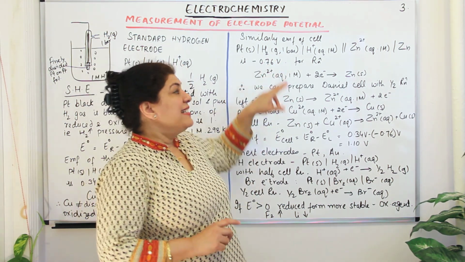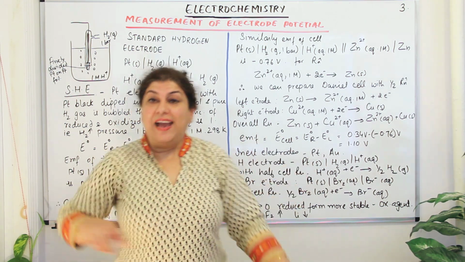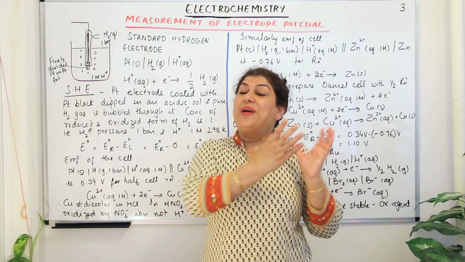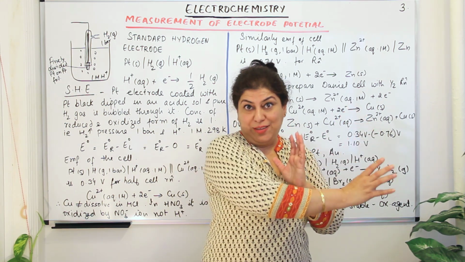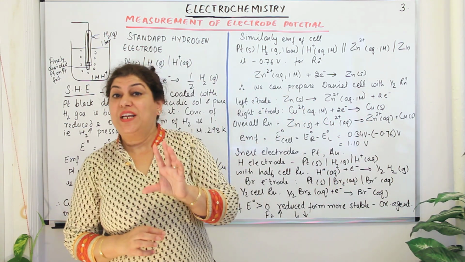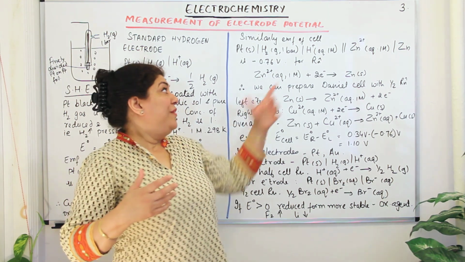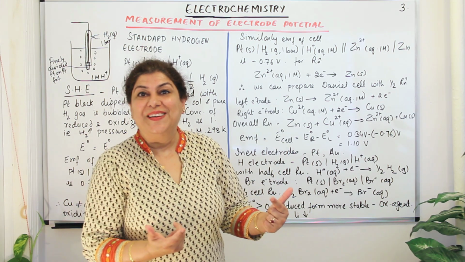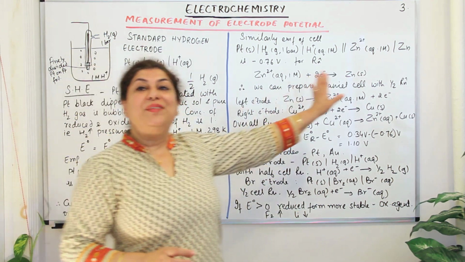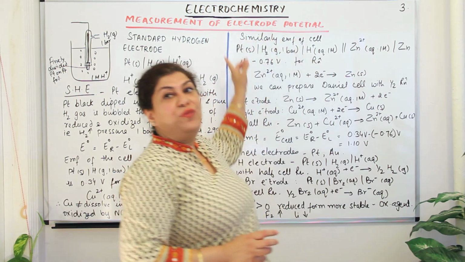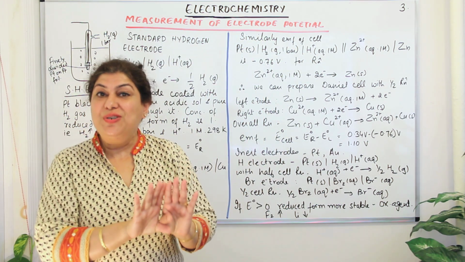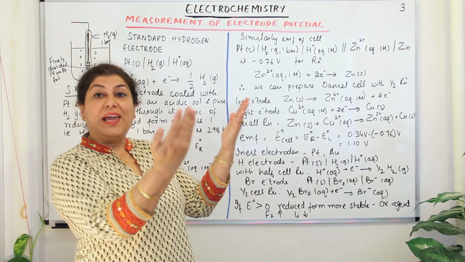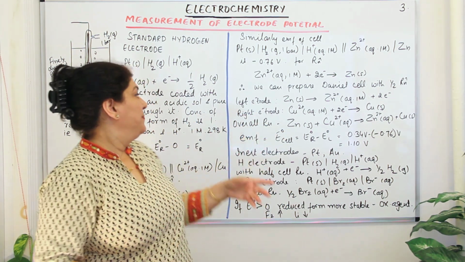So zinc has a tendency to get oxidized and copper has a tendency to get reduced. So what is the electrode where reduction occurs? It is the cathode. And what is the electrode at which oxidation occurs? It is the anode. Therefore, out of these, which one will become the anode and which will become the cathode? The copper electrode will become the cathode and the zinc electrode will become the anode when you join these two. You can understand that just on the basis of looking at the values of their EMFs.